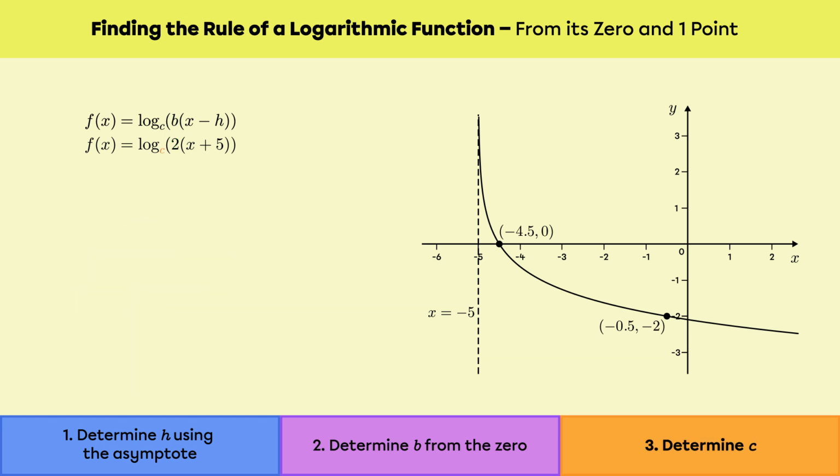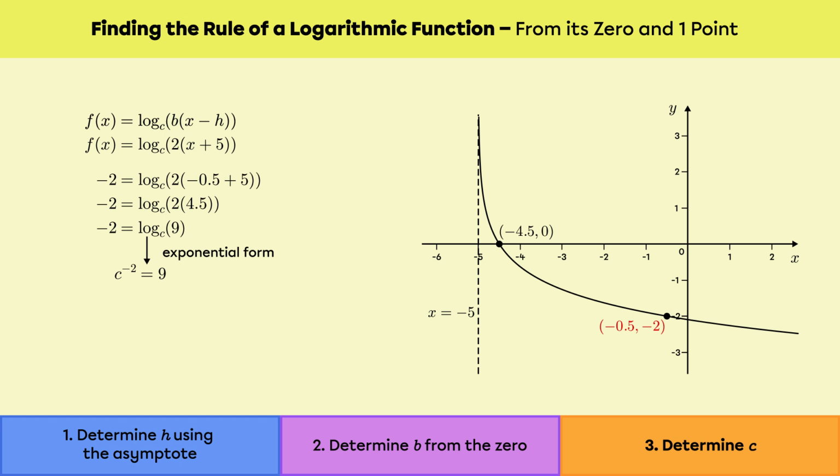The last thing to calculate is the c value. This time, use the second given point. The result is negative 2 equals log base c of 2 times negative 0.5 plus 5. First, simplify inside the brackets. We get 2 times 4.5, which is 9. Now we convert it to exponential notation. c to the power of negative 2 equals 9.